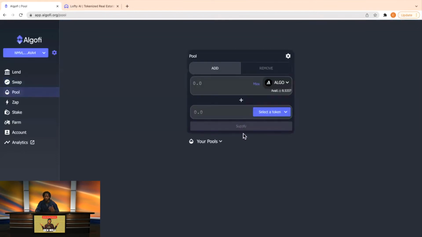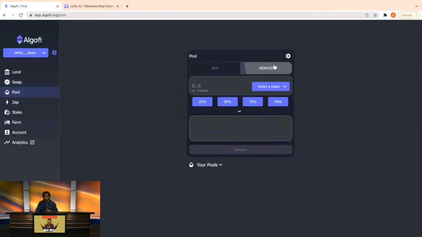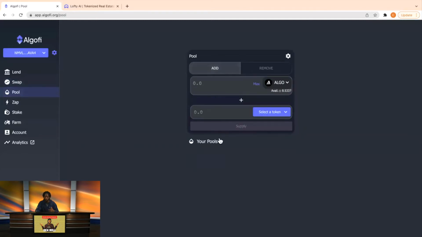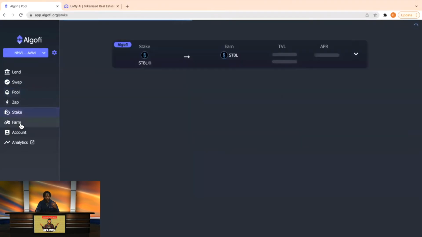Pools. This is where you can add or remove liquidity tokens, right? And remember, liquidity tokens are when you're putting tokens into a pool to provide liquidity so that people can trade freely, and your liquidity tokens or your pooled assets together will give you fees, right? You can earn the fee money, and that will increase, right?